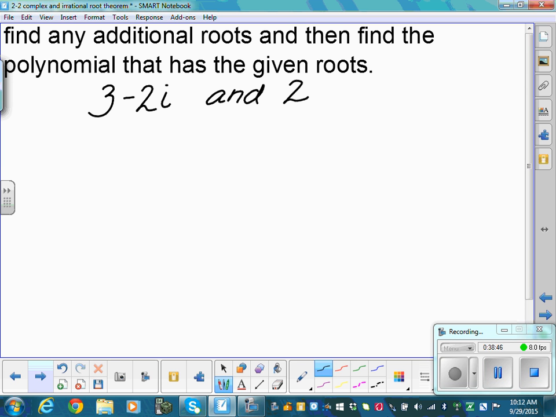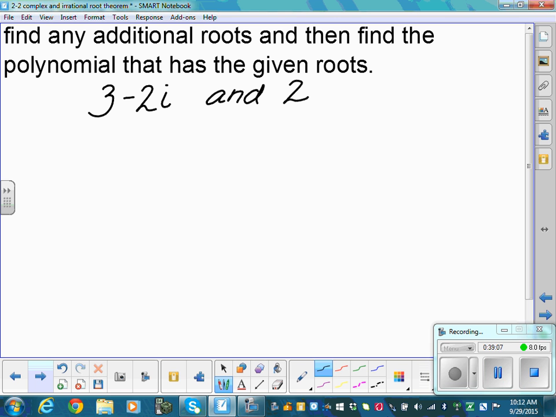Okay, so now we're going to go a little bit further. I'm only going to have you do one like this. Stay with me. Last one. This one's tricky. Please stay with me really quick. It says, find any additional roots and then find the polynomial that has the given roots. Okay, so once again, find any additional roots and then find the polynomial that has the given roots.